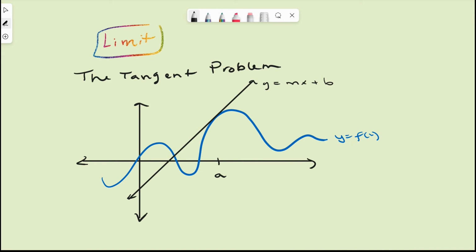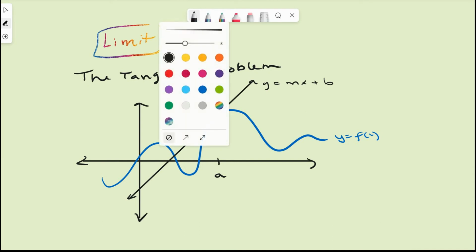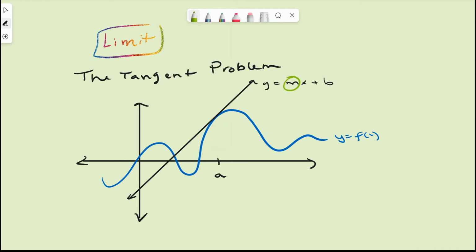Now, one of our first introductions to the limit in Calc 1 is through the tangent problem. That's where we figure out how to find the slope of a tangent line to a function f of x at some point x equals a. So we want to find the value of m here. Before Calc 1, when we want to find the slope of a line, we use rise over run, which requires you to know two different points on the line. But here, we only know this one point, a comma f of a.